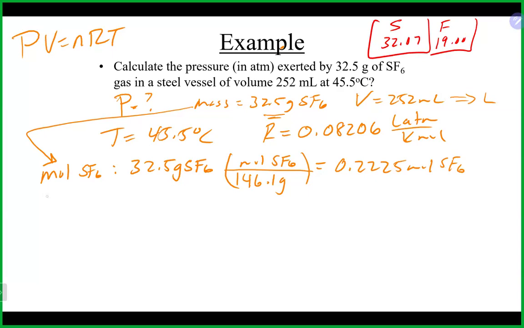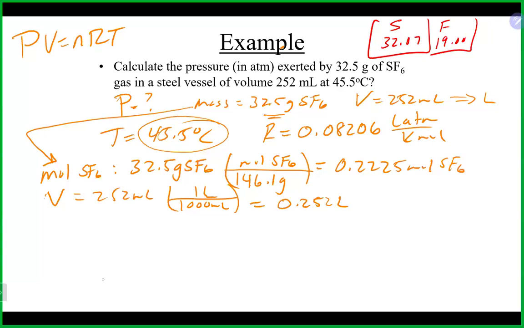We also need to convert our volume because it needs to be in liters when we use it in the ideal gas law. So our volume of 252 milliliters, move the decimal or divide by 1,000, your choice, gets you 0.252 liters. Lastly, like normal, our temperature needs to be converted into Kelvin. So we take our 45.5 plus 273.15, and I'll call it 318.7 Kelvin.